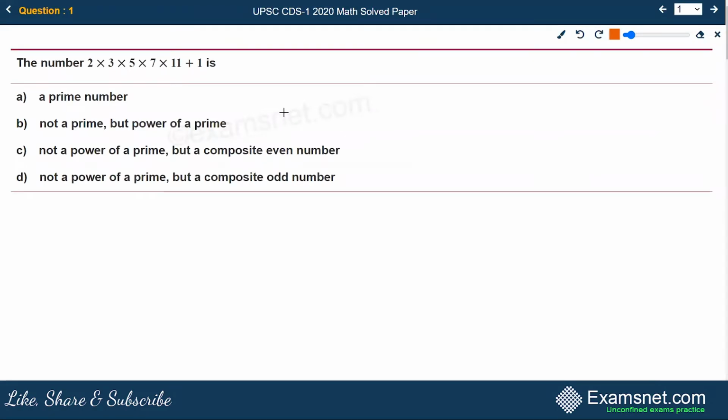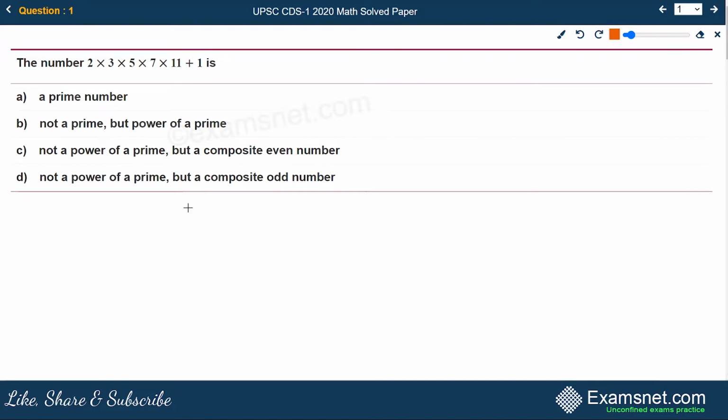Now we are going to start solving the UPSC CDS 1 2020 math paper. This is the first question. Question number 1 states that the number 2 multiplied by 3 multiplied by 5 multiplied by 7 multiplied by 11 plus 1 is which type of number? It's a prime number, or a power of a prime, or not a power of a prime but a composite even number, or not a power of a prime but a composite odd number.